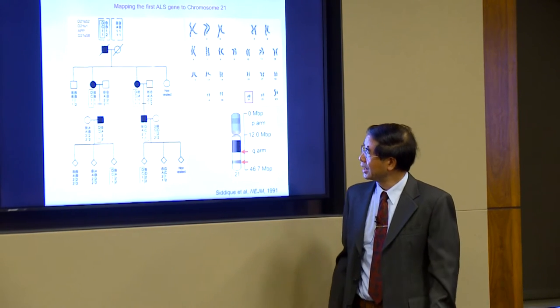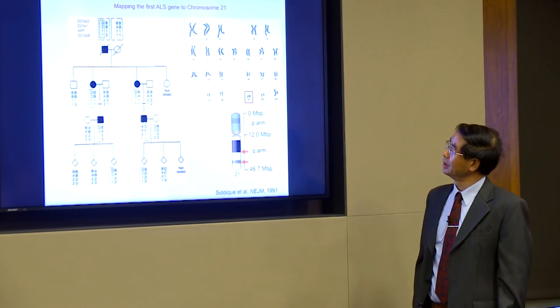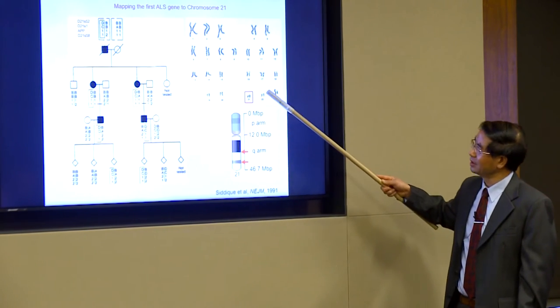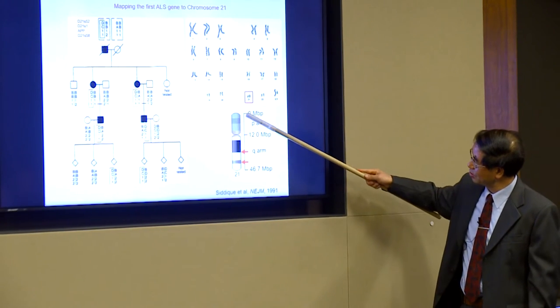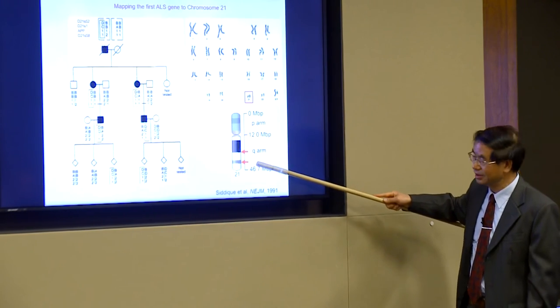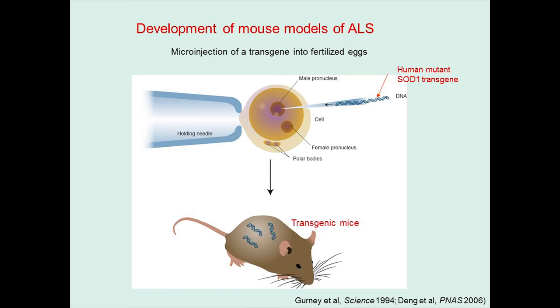This was the first work, done by an international group led by Dr. Teepu Siddique. Using linkage analysis, they found the gene is on the smallest chromosome in our genome, chromosome 21. The zip code is in this region. Later on, they sequenced the gene in those regions, and a team led by Robert Brown and Teepu Siddique eventually found the gene called superoxide dismutase, SOD1. Eventually, they found 14 mutations in 23 families.